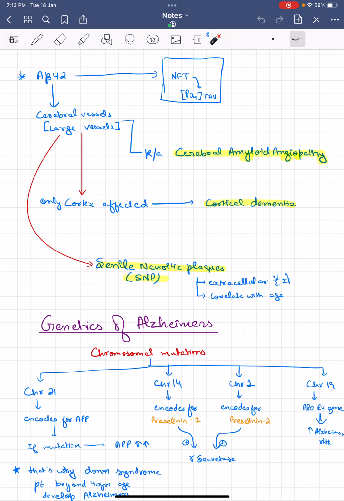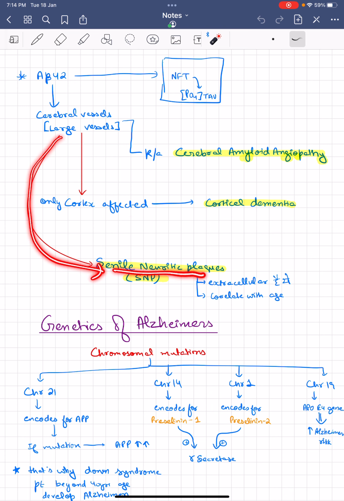Now, inside the cerebral vessels, it would cause cerebral amyloid angiopathy. I believe it is cerebral amyloid angiopathy, CAA. In these cerebral vessels, only the cortex is affected, which could lead to cortical dementia.